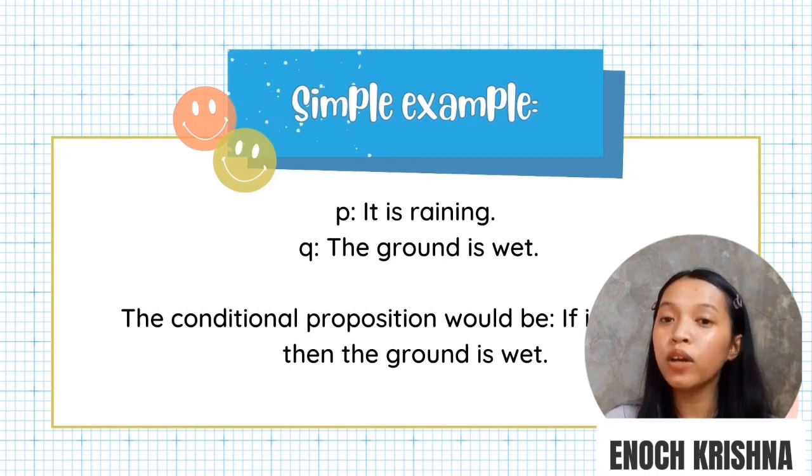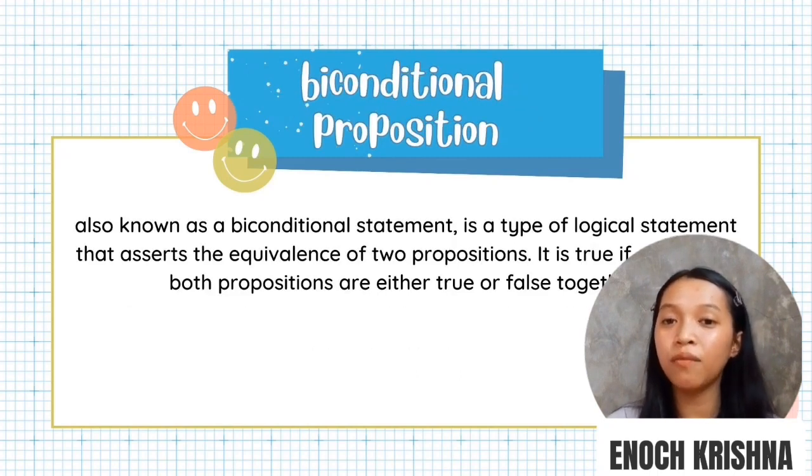Now, moving forward to the last type of proposition, we have here the biconditional proposition. It is a type of logical statement that asserts the equivalence of two propositions. It is true if and only if both propositions are either true or false together.